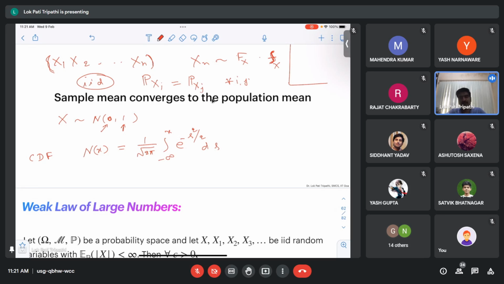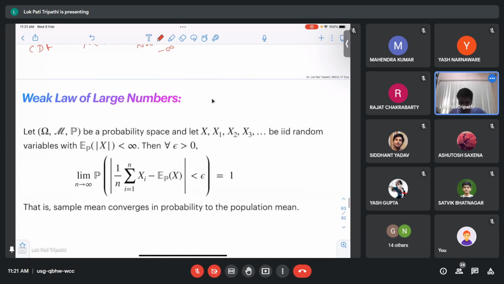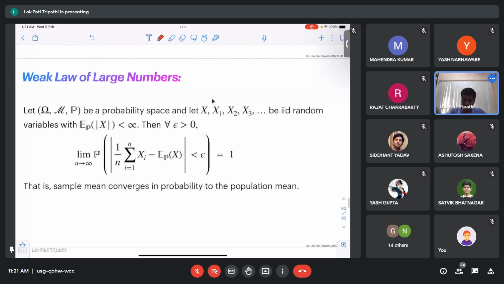Okay, similarly you can define, there are other distributions. Okay, all right, so let us look at the statement.